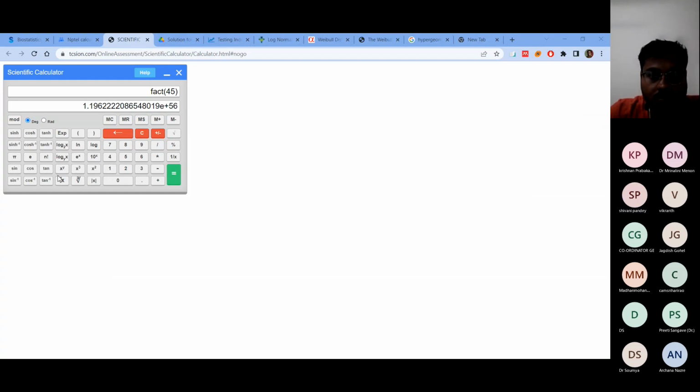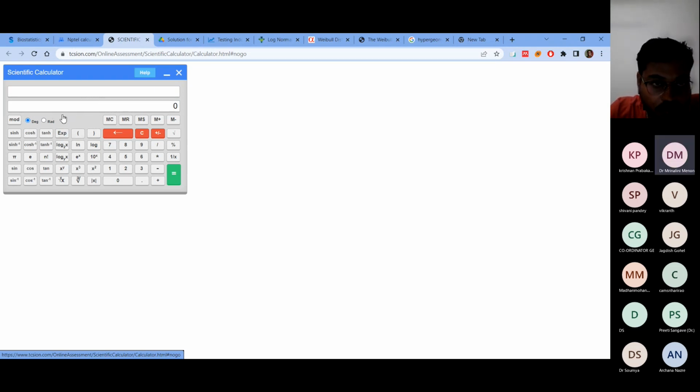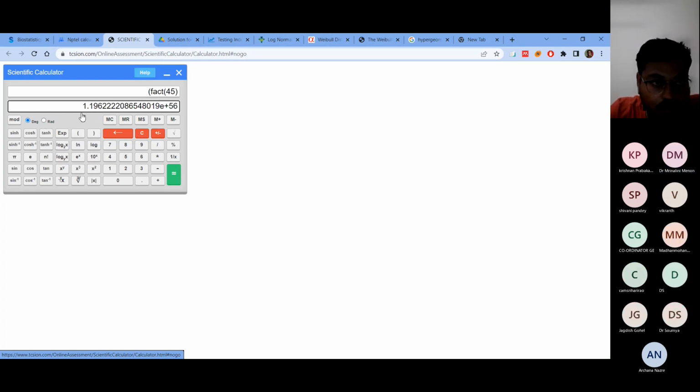Okay, sir. In this way, you are most likely to miss a lot of terms. Or you can do something like this: 45 factorial divided by 6 factorial into 39 factorial.